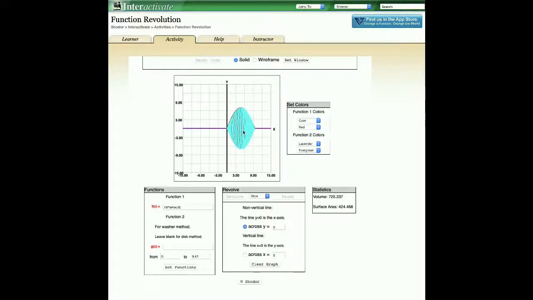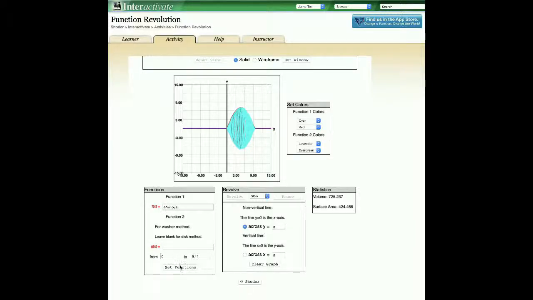And we know how to find the volume of that. We can integrate between 0 and 3 pi, and we would do pi times the function squared. So 7 times the sine of x over 3 squared dx, and that would give us the volume of this thing.